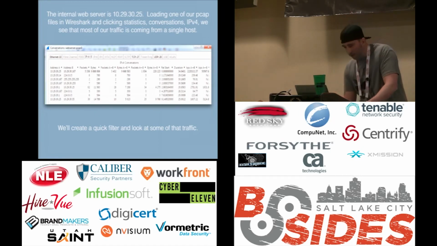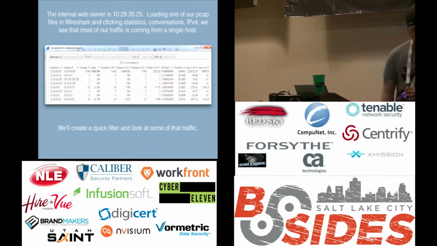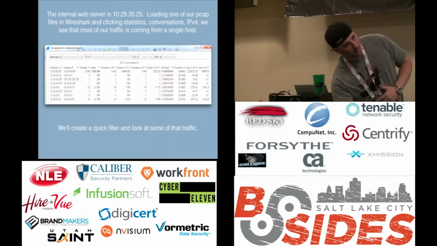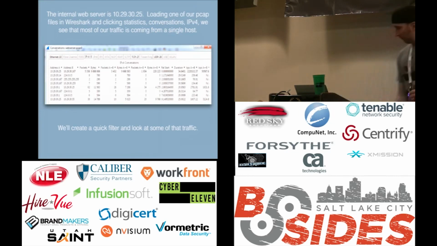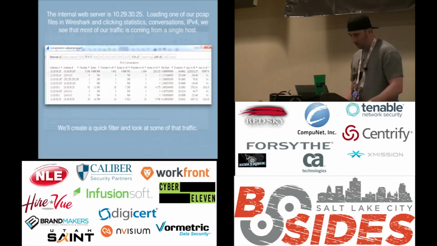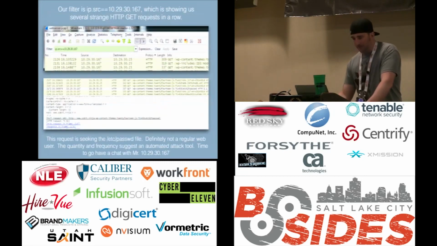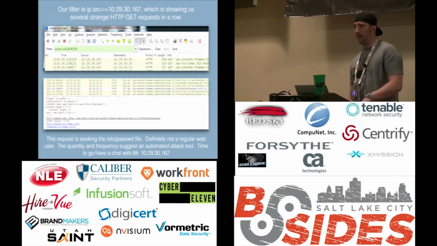So what we're going to do is create a quick filter, and we're going to look at that traffic from that strange host. So we identify our host here. .25 is our server. .167 is our host that's beating up on the server. So our next filter, ip.src equals, and then we specify that client that's beating up on our host, and we see tons and tons of GET requests. And in our GET requests, we see some strange parameters. One of the parameters says it's seeking the etc password file.